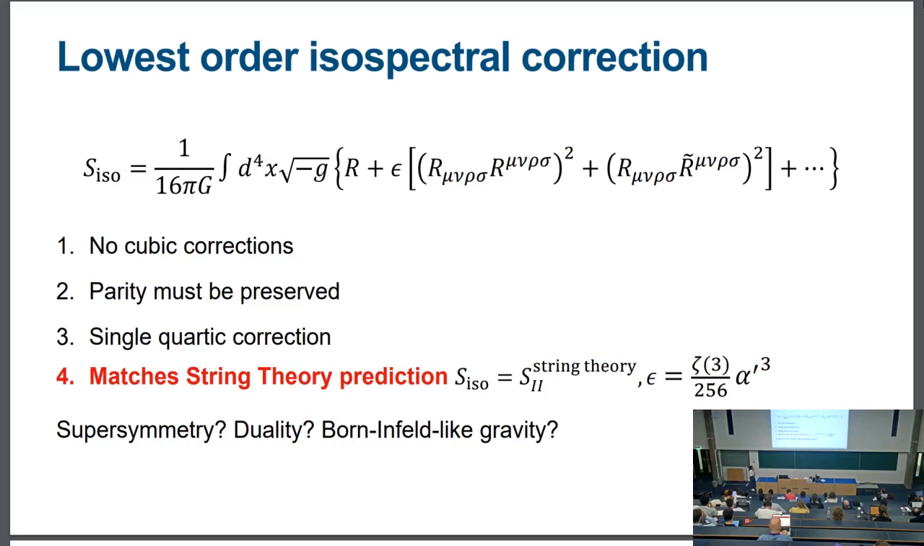You could say that it is related to supersymmetry. You could say that it's related to some duality, maybe a hidden duality, or maybe it's related to S or T duality, and it's being exhibited in a different way. And then you could also say maybe it's like a Born-Infeld-like gravity, because in Born-Infeld theory, when you do your expansion for small F, you get F squared plus F tilde squared. So it looks very similar, right?